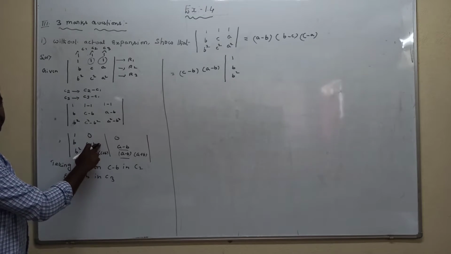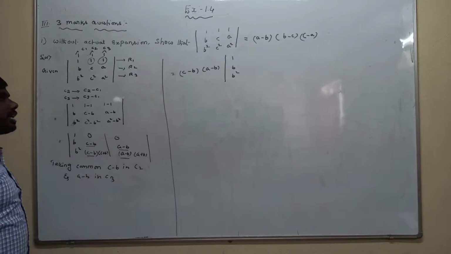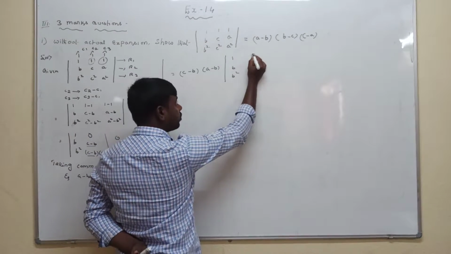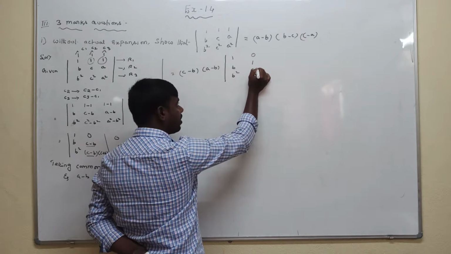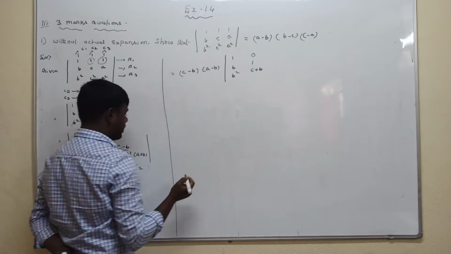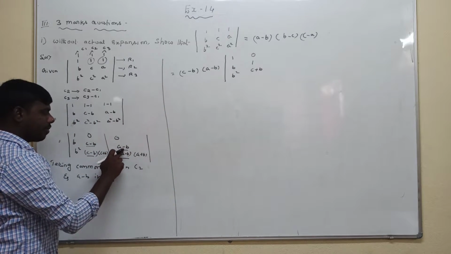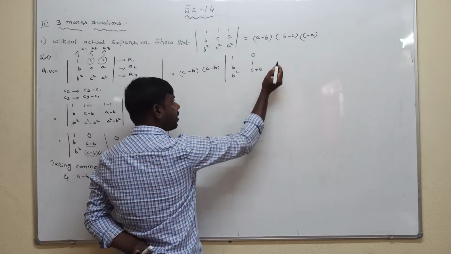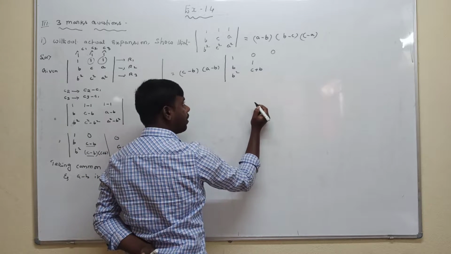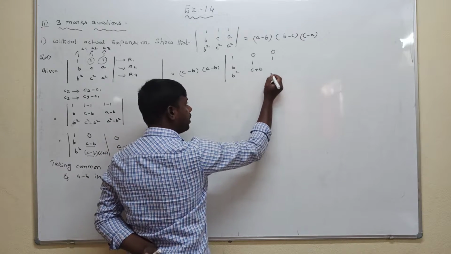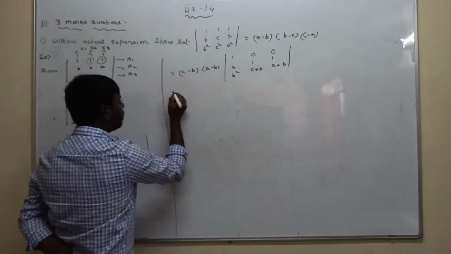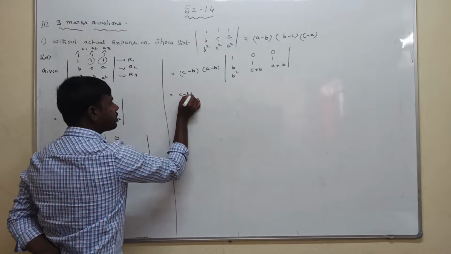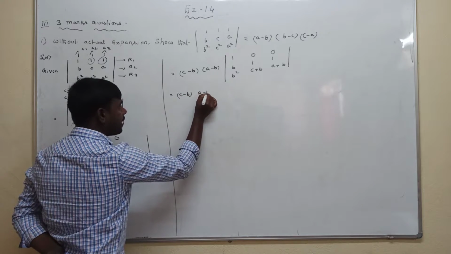Now, taking c minus b common from the second column, what is left of the elements? 1 here, and c plus b. Next, in the third column, a minus b is common outside, and what is left is 1 here and a plus b. So now we have (c minus b)(a minus b) outside.